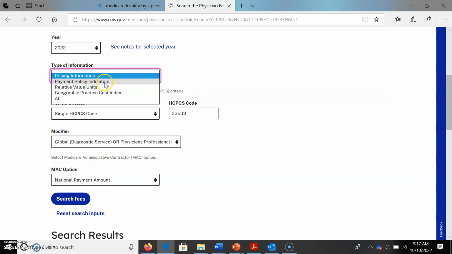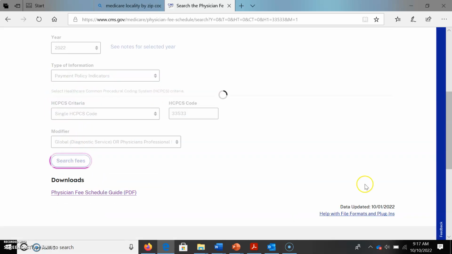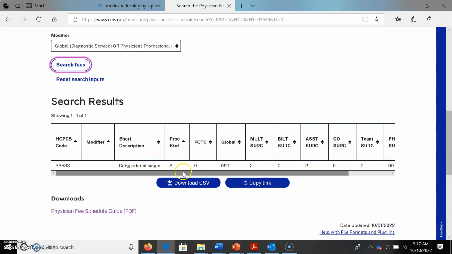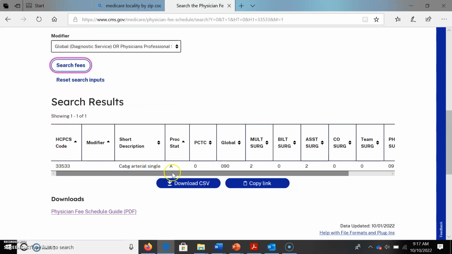Okay, so if you want to see the global period, I think I'd have to change this to payment policy indicators, then global. Let's see what we find now. There you go. So if you wanted to find out what the global days are for a procedure, which we've talked about before, all the services included within that time, you would select payment policy indicators, then global, and this will also show you what the global days are.